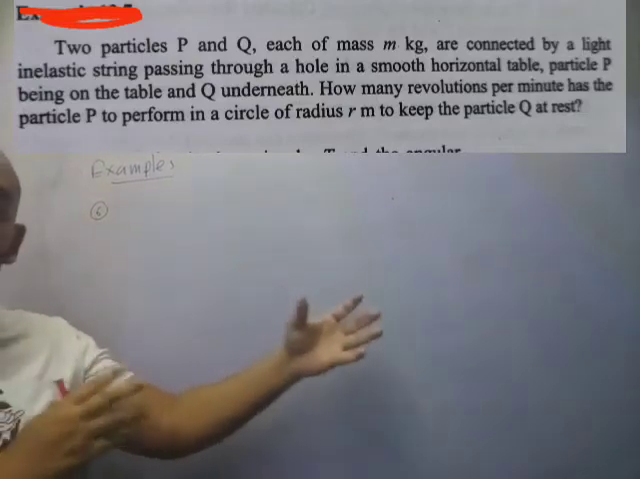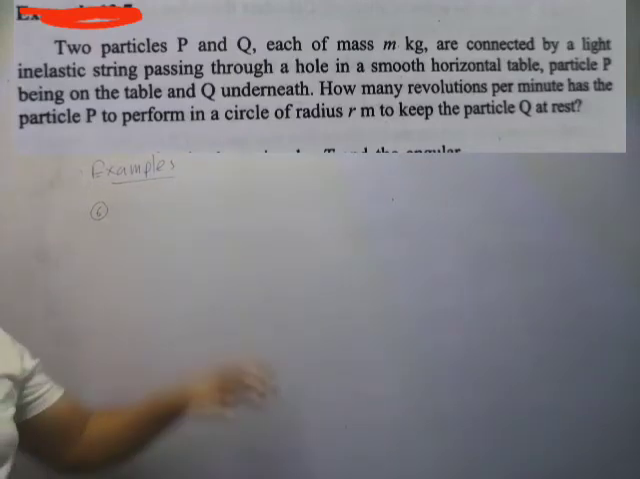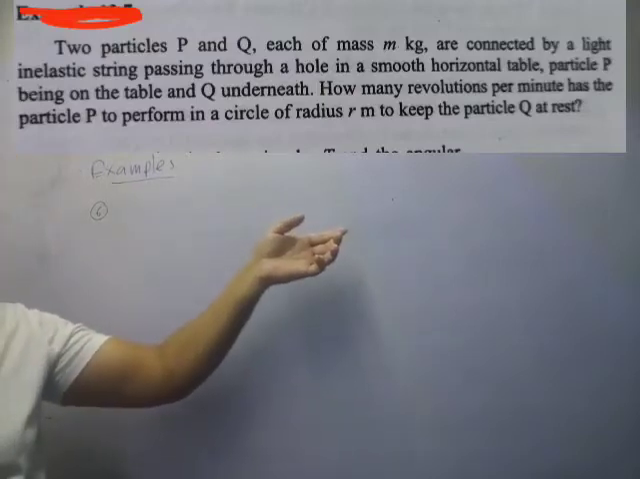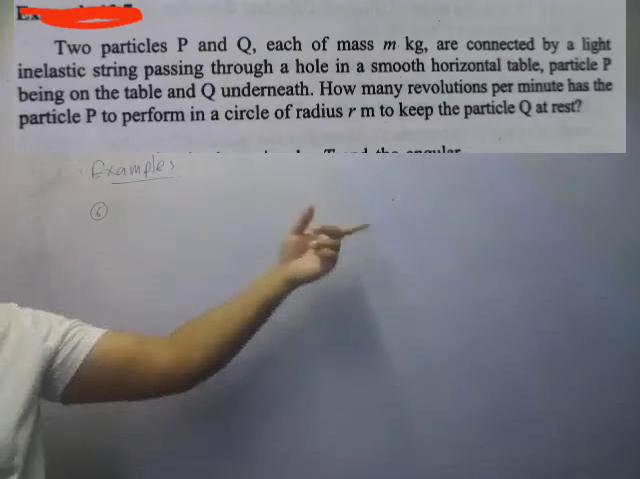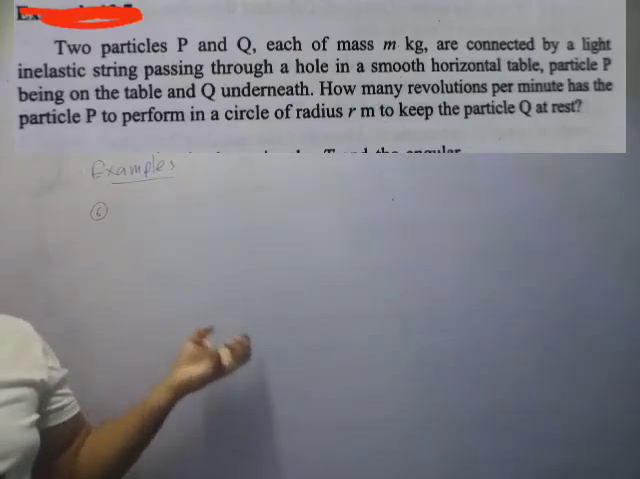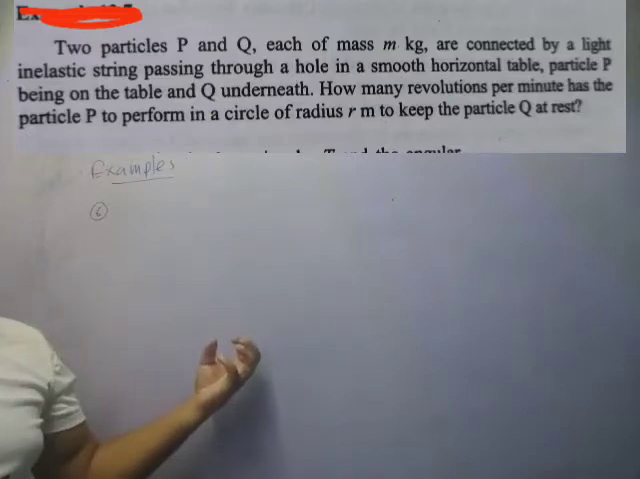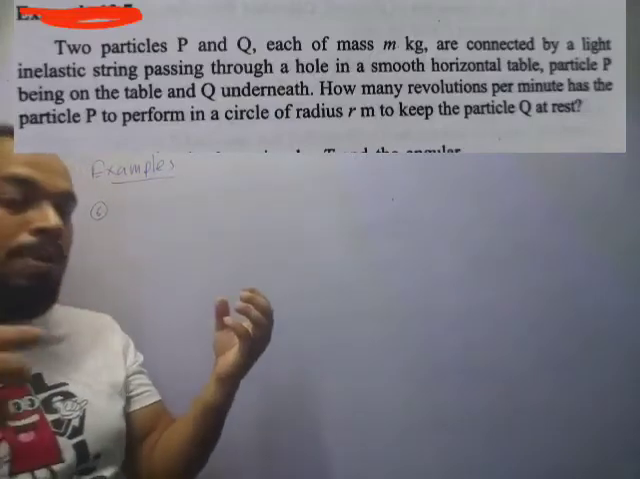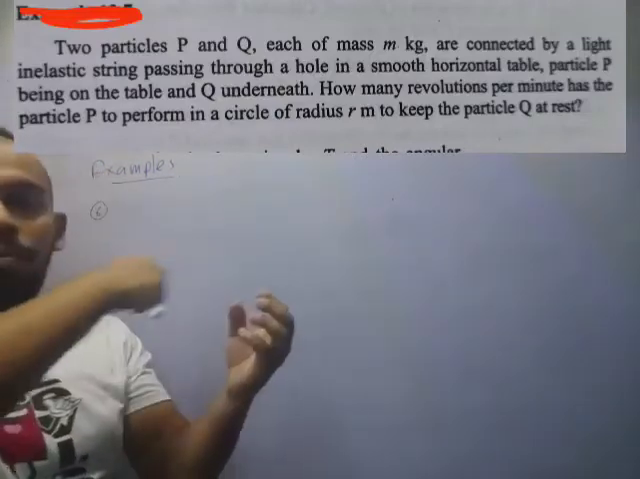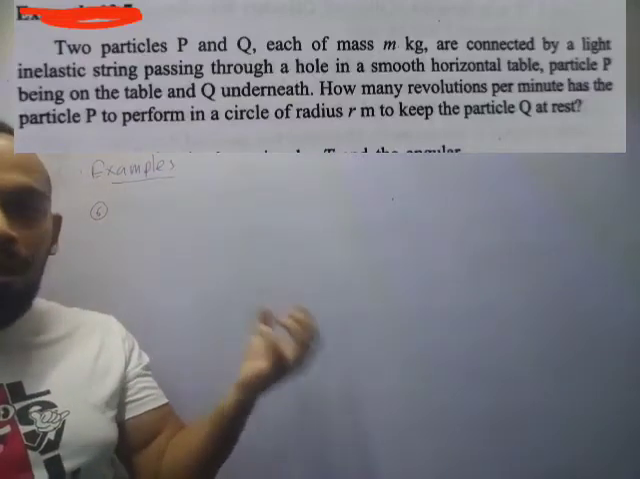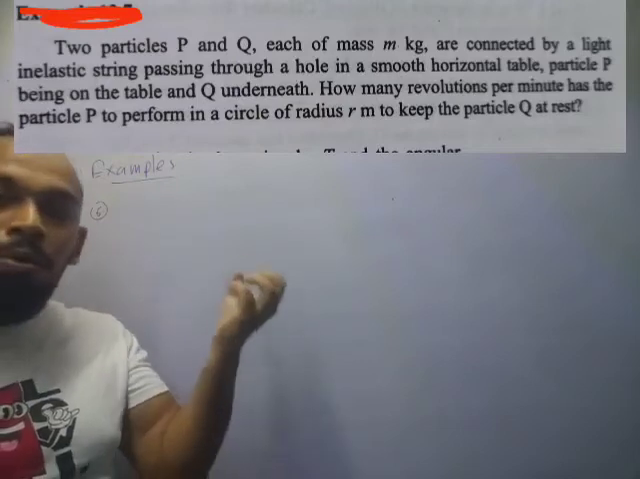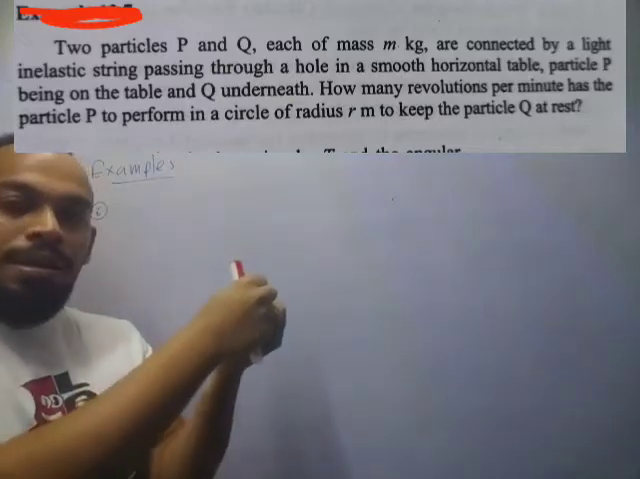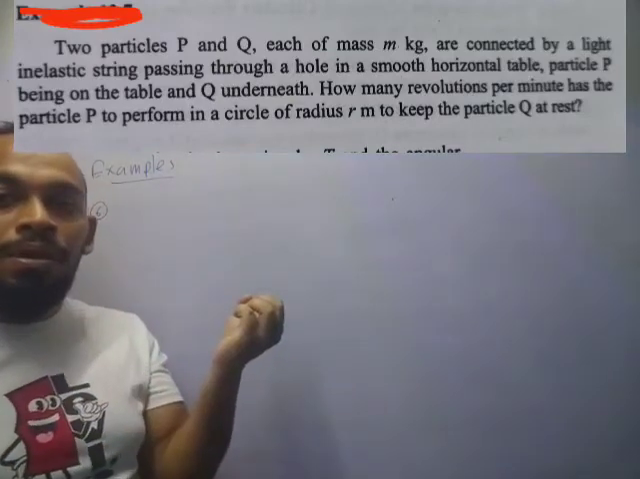Now this is about two particles, right? One particle is on a horizontal table, and that particle is attached to a string, right? One end of the string is attached to that particle P, and the other end of the string is attached to particle Q, and the particle Q is vertically hanging, right? So they are asking us to find at what revolutions per minute the particle P has to move in a circular path so that the particle Q stays still, right? It is not moving. For particle Q to stay like that, it is held by a tension. It is attached to a string. So a string gives off a tension.